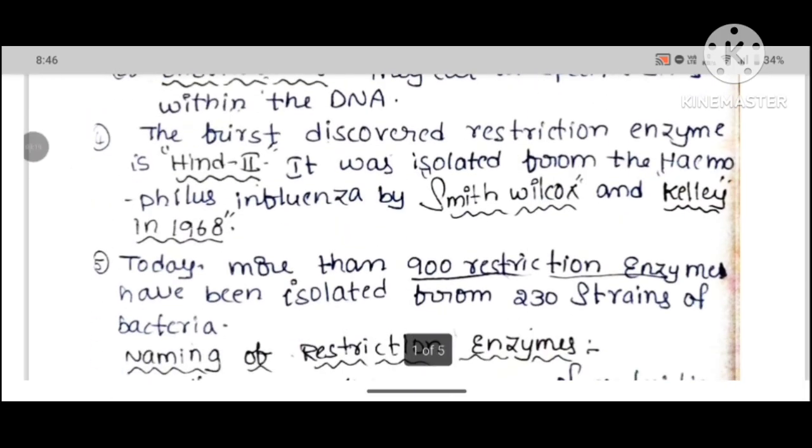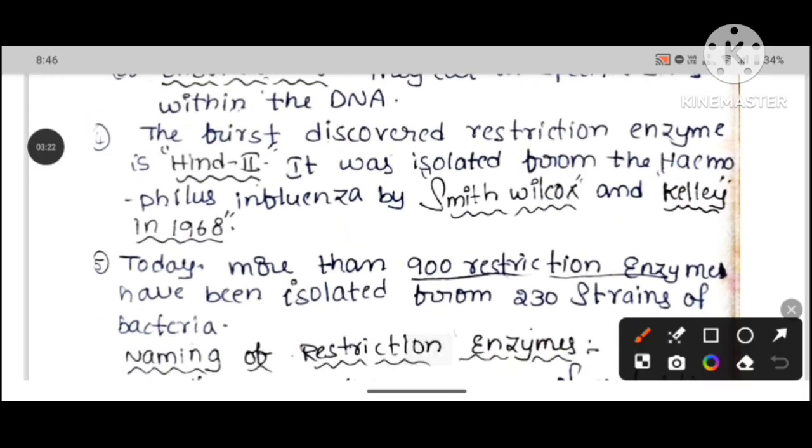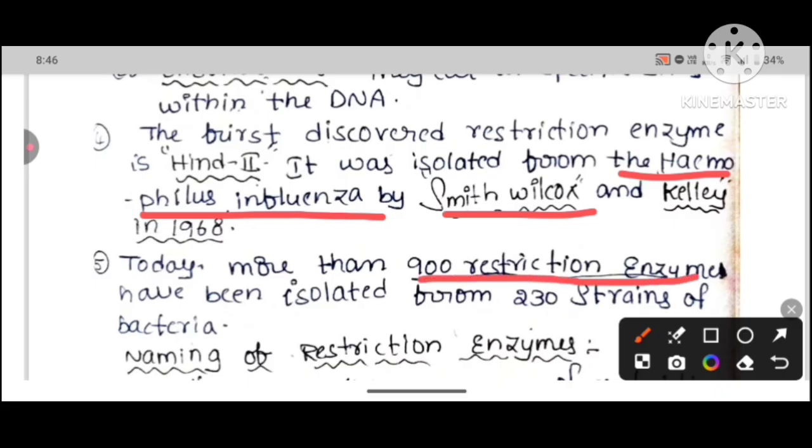The first discovered restriction enzyme is HindII. It was isolated from the microorganism Haemophilus influenzae by Smith, Wilcox, and Kelley in 1968. Today, more than 900 restriction enzymes have been isolated from 230 strains of bacteria. These restriction enzymes are mostly from prokaryotes, which are the sources of these enzymes.